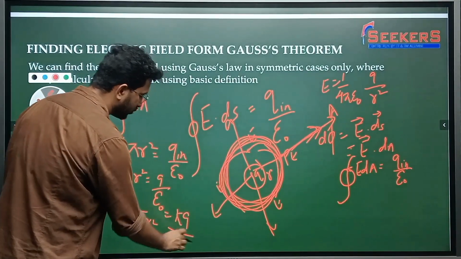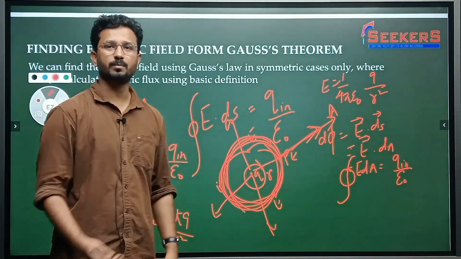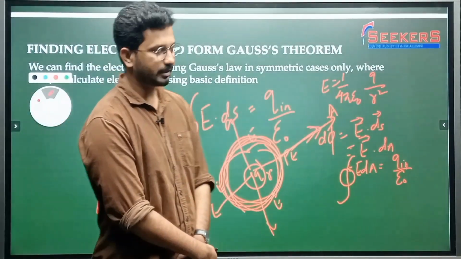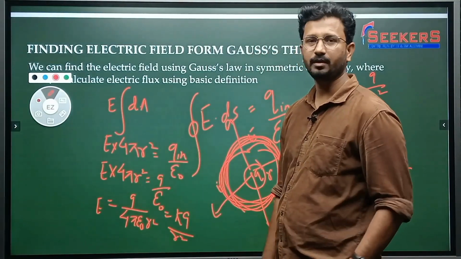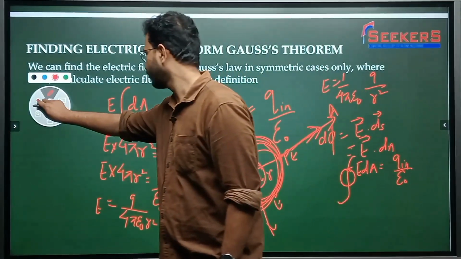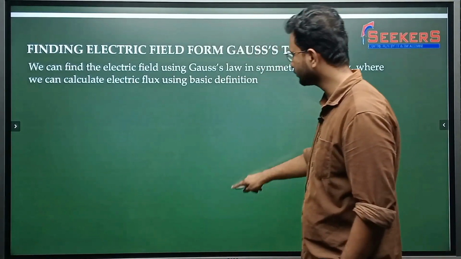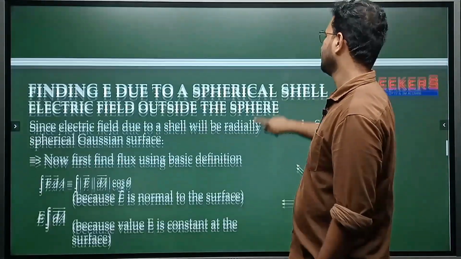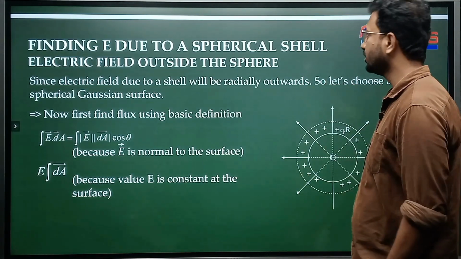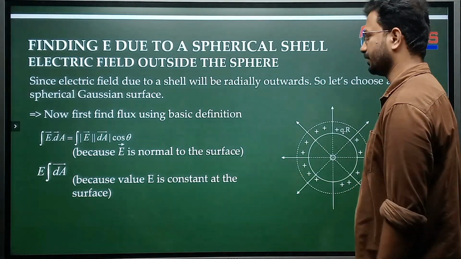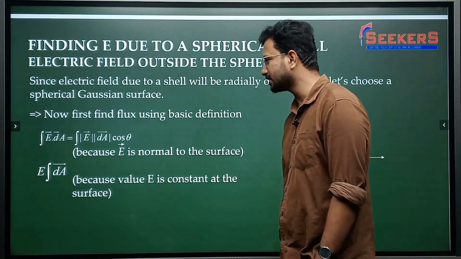So we have seen through the electric charges in the previous class also that the electric field comes as kq by r square due to a point charge. From the Gauss law, it is also coming kq by r square. Moving forward, finding the electric field due to a spherical shell outside the sphere. So just now we discussed, it will be done in the same way.